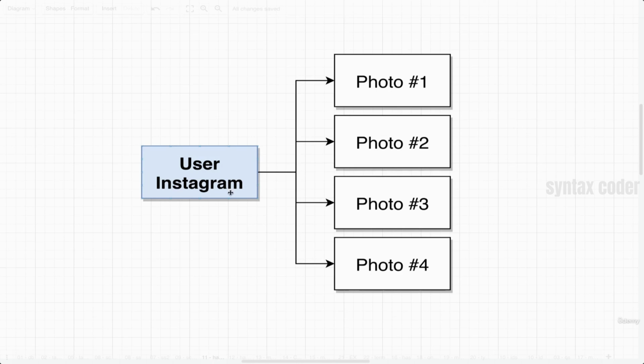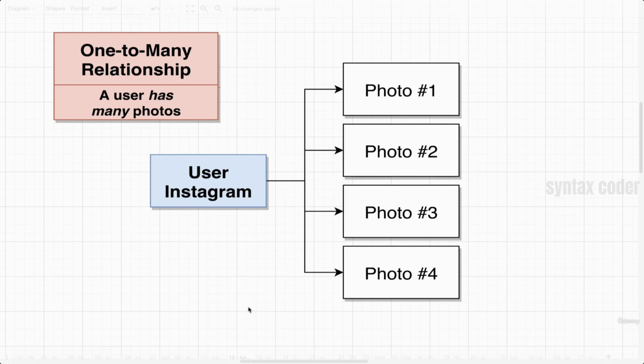Okay, so in this diagram, we've got a user called Instagram here on the left-hand side, and this user owns many different photos. This user is somehow tied to these photos. We would refer to this kind of relationship as a one-to-many relationship. This is the first kind of relationship that we're going to look at out of 4 different kinds. So this is relationship type number 1, a one-to-many relationship. We refer to this as a one-to-many relationship because one user has many photos that are tied to them.